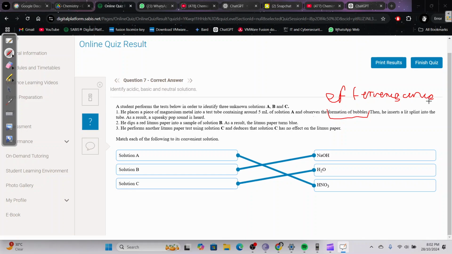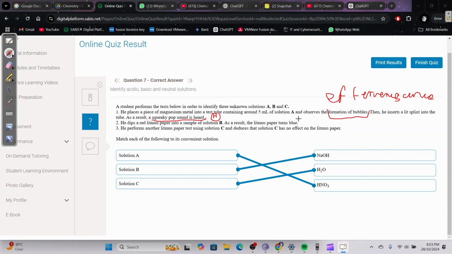Okay, effervescence. That means a release of gas is happening. That's an observation. Then he inserts a lit splint into the tube. As a result, a squeaky pop sound is found. This means there's hydrogen in it. Okay, keep this in mind: pop sound, hydrogen.